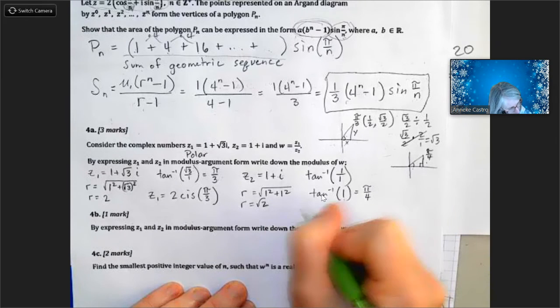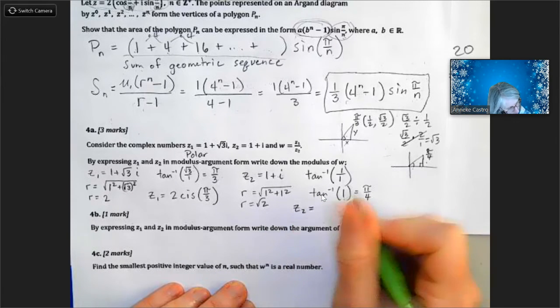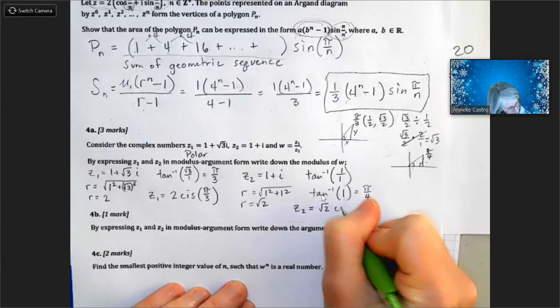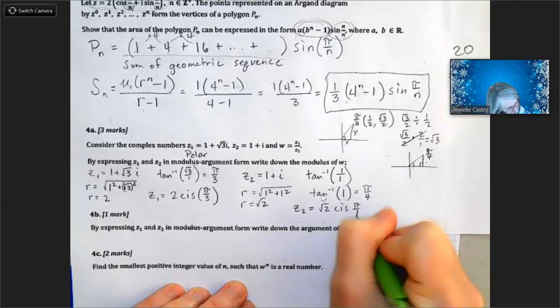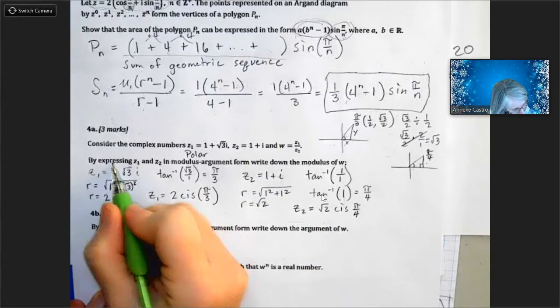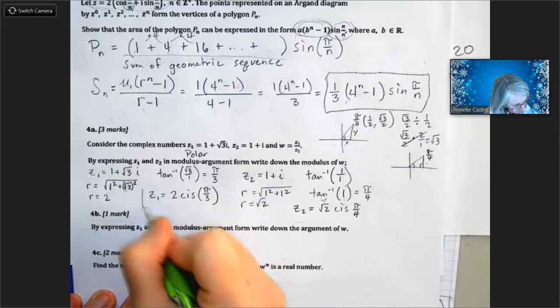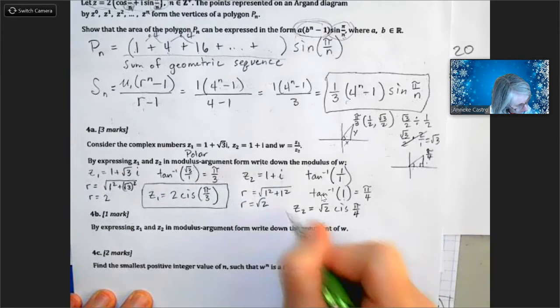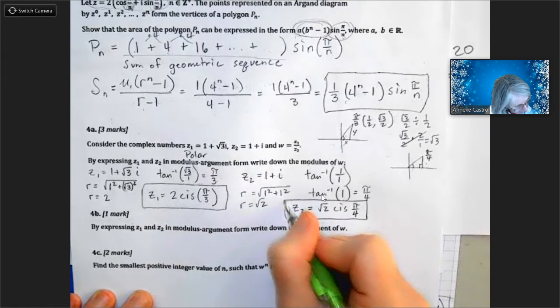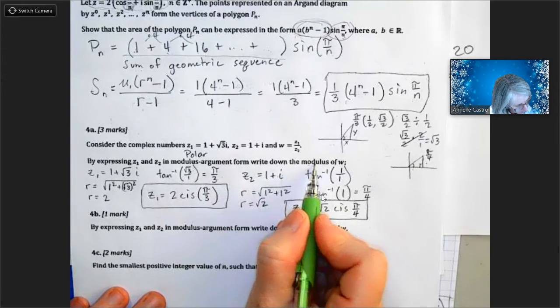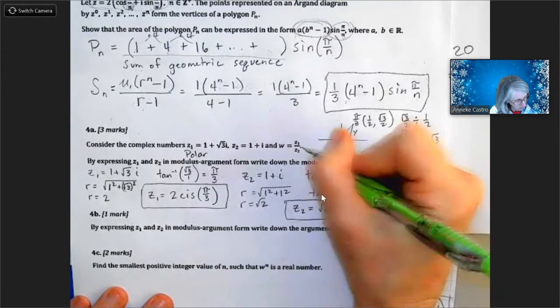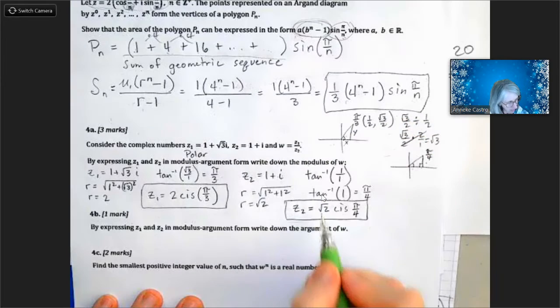So therefore, z2 is equal to square root of 2 cis pi over 4. So here I have expressed z1 and z2 in modulus argument form. There they are. Now I want to write down the modulus for w. Since we're dividing them, you just divide the moduluses.